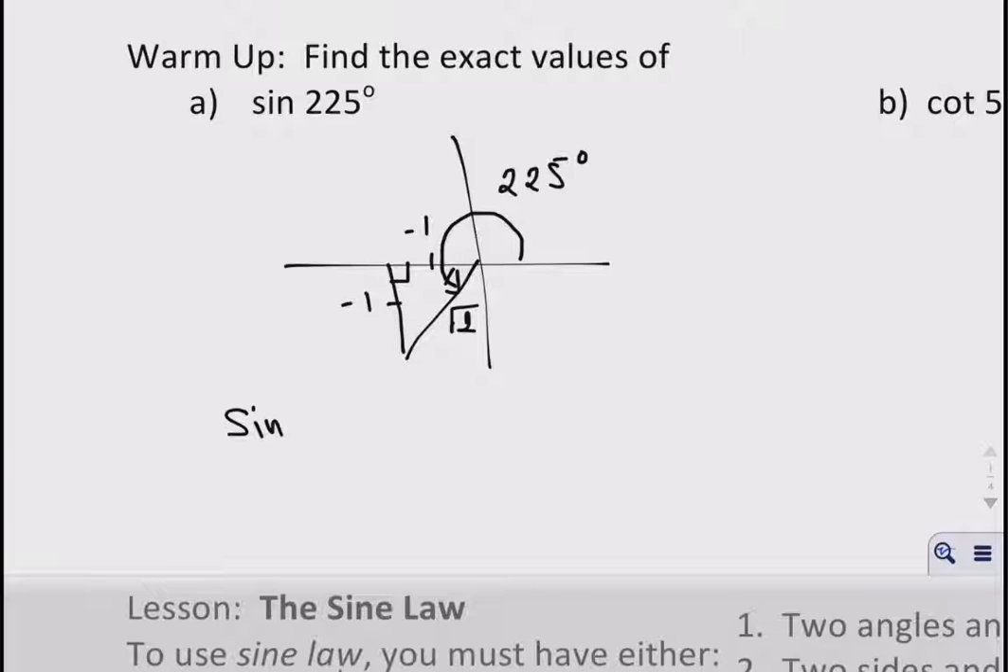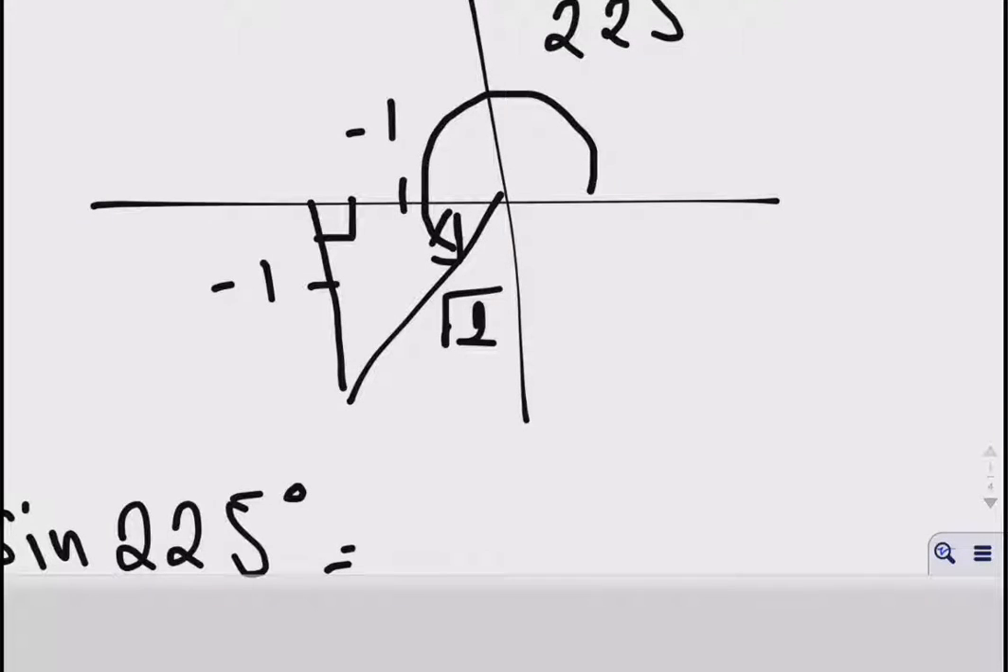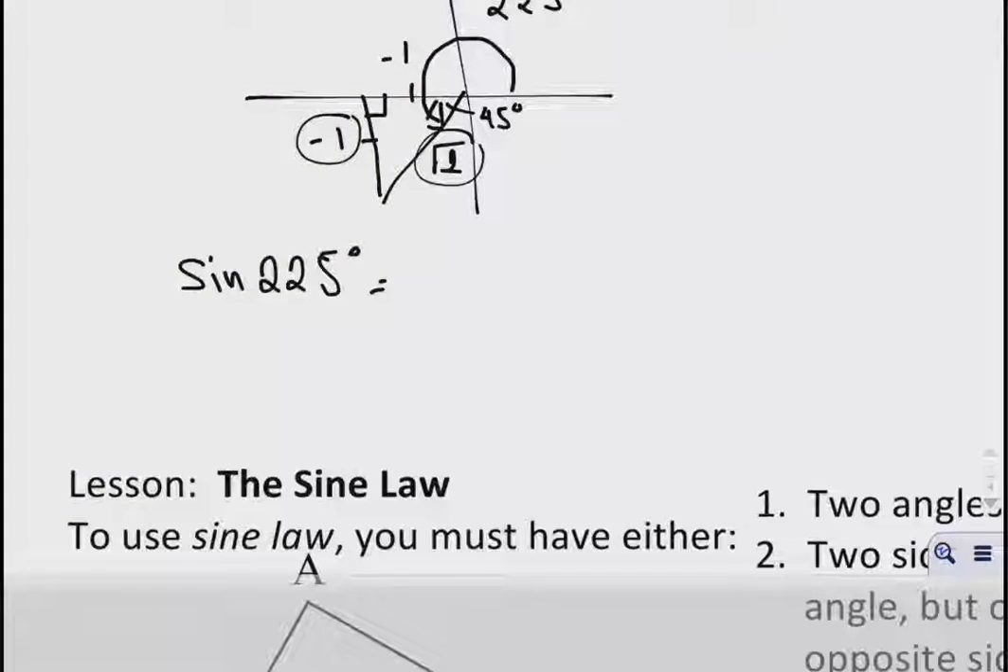Sine of 225 will just be, well, we look at the related angle, the related acute angle, which here is 45 degrees. Take the sine of that, which is opposite over hypotenuse, and we get -1 over √2.